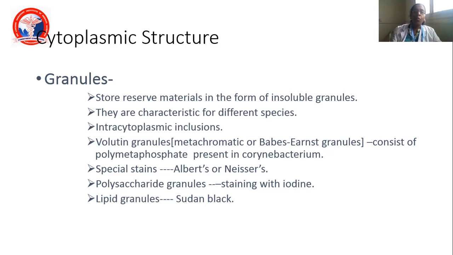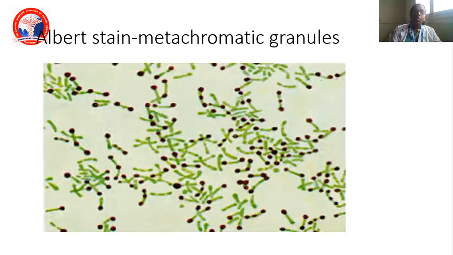We can demonstrate these volutin granules in Corynebacterium bacteria by a special stain like Albert stain. So this is an Albert stain where we can see the metachromatic granules. They are the polymetaphosphate granules.